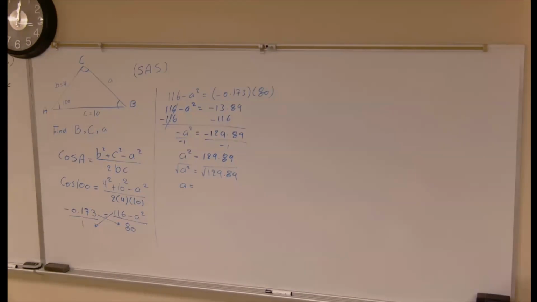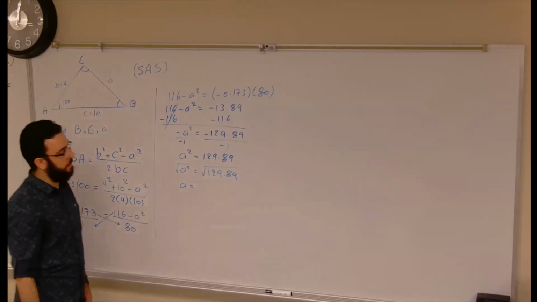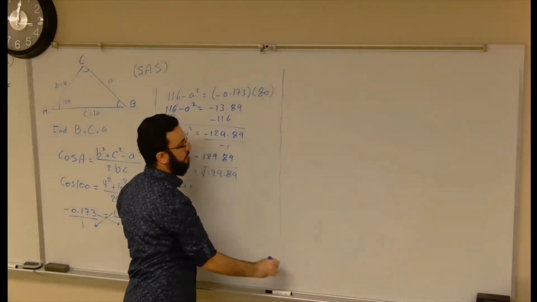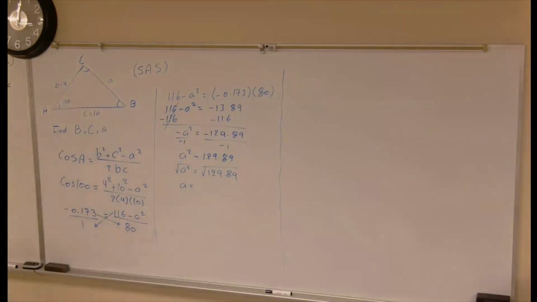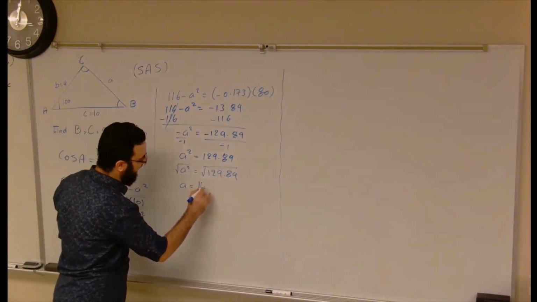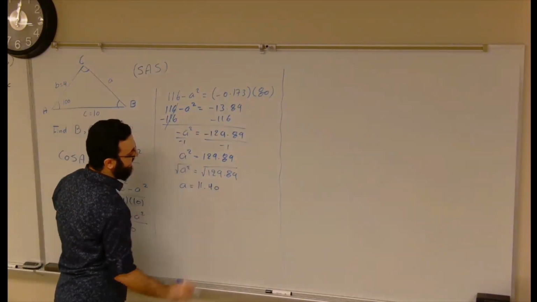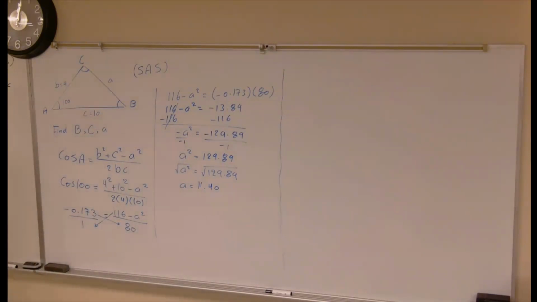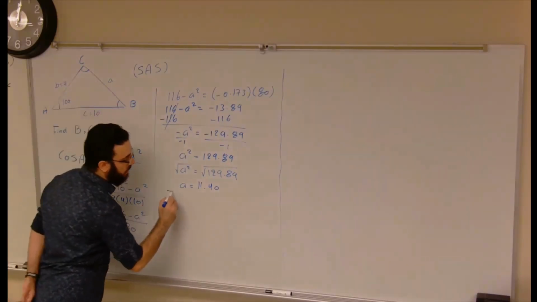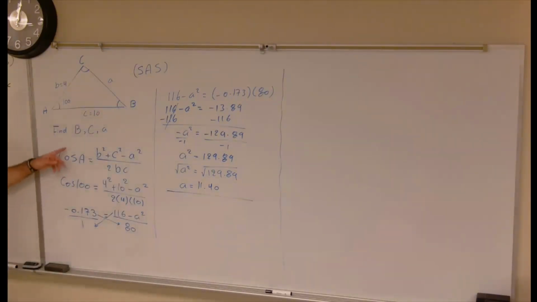What's the square root of 129.89? 11.4. Yeah. Why do you feel it's wrong? Now this is the side A. So I found the side A. Now the next step, I can find B and I can find C. Which one do you prefer to find first?